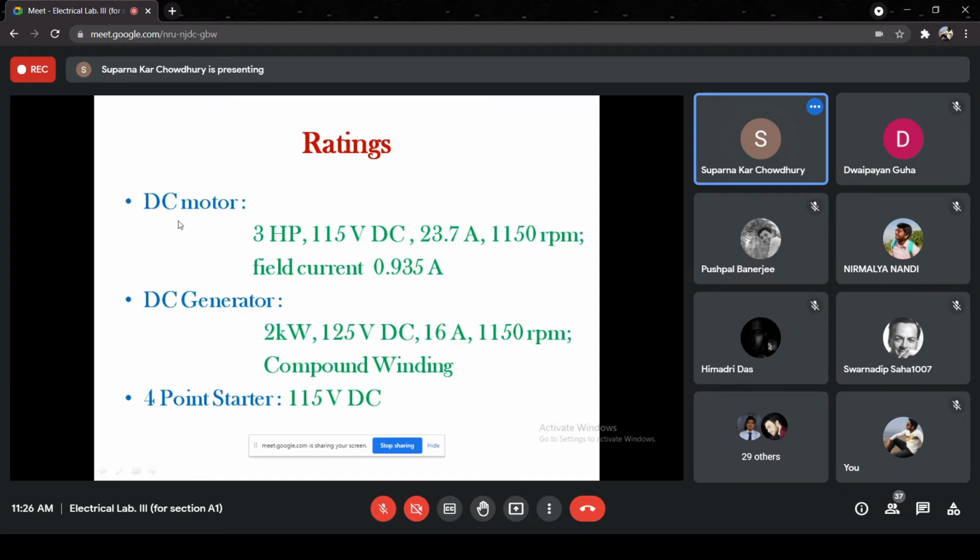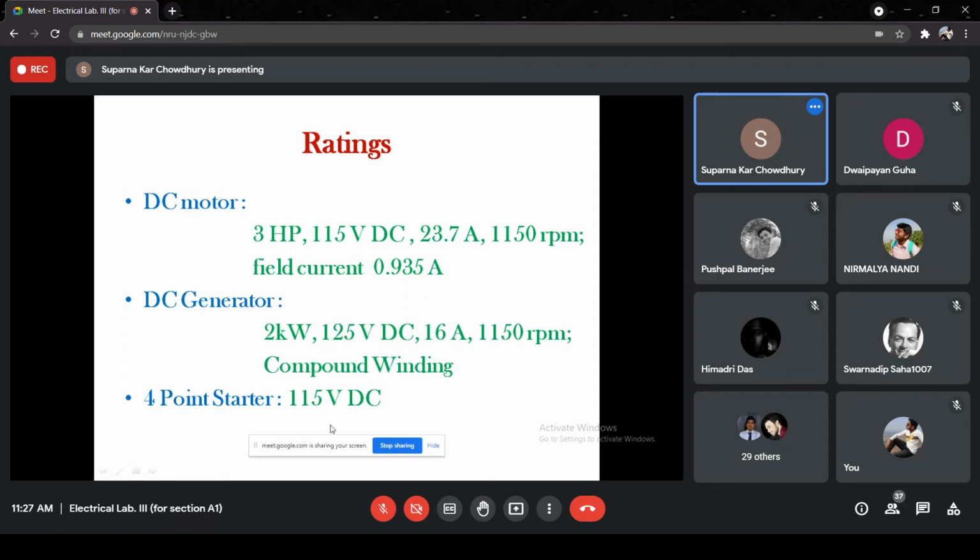So the DC machine ratings used in this experiment are: DC motor, 115 volt DC, 23.7 ampere, 1150 RPM, which is the rated speed. Field current is 0.935 ampere. And the generator for which we are separating the losses is 2 kilowatt, 125 volt, 16 ampere, 1150 RPM. This is the compound winding.